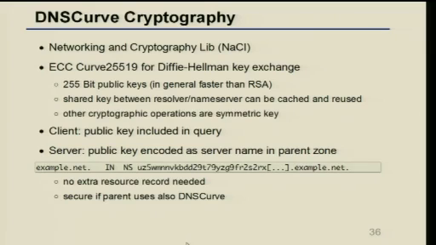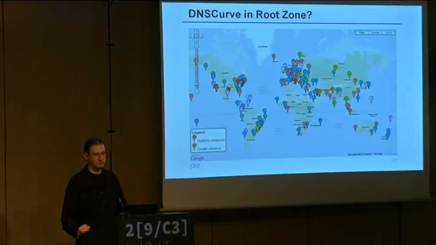So you don't need extra resource records for the key. And it will be secure if the parent also uses DNSCurve. So you need only, again, for the root zone, something like a trust anchor. Okay, now let's take a look. Could we deploy DNSCurve in the root zone?